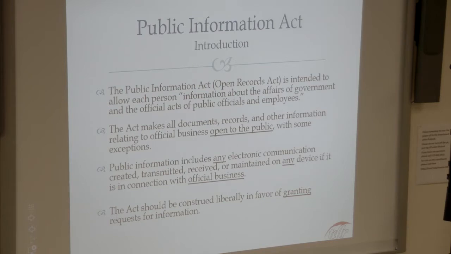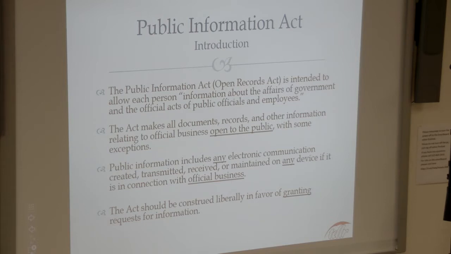There are a number of exceptions to the Public Information Act: information that is confidential, that the agency cannot give out, or information that the agency may seek to withhold for one reason or another.